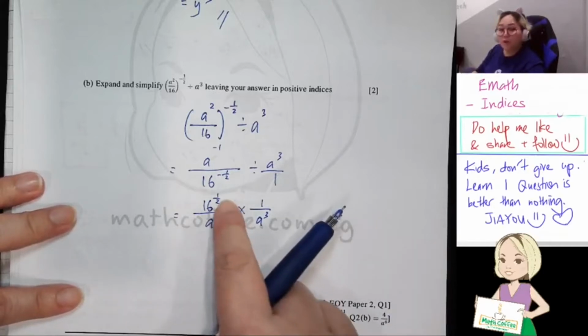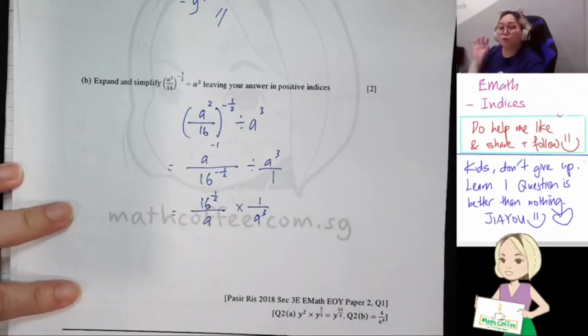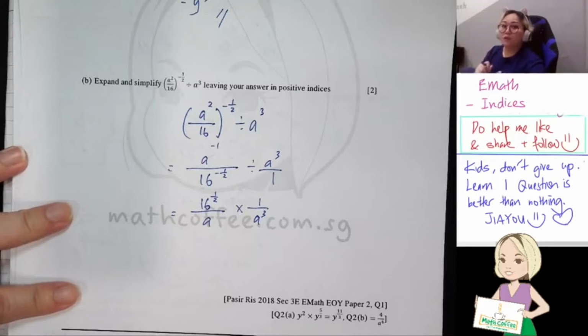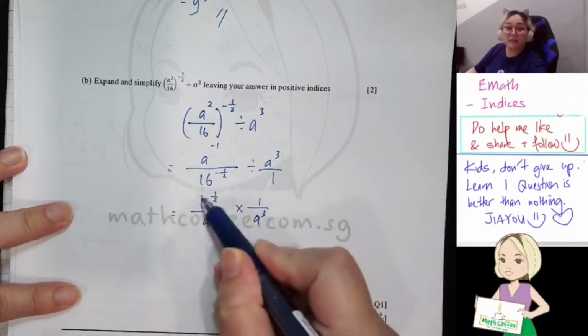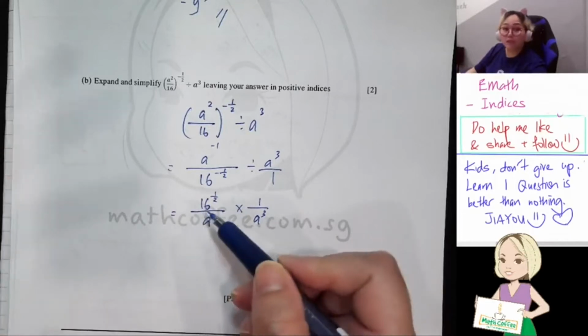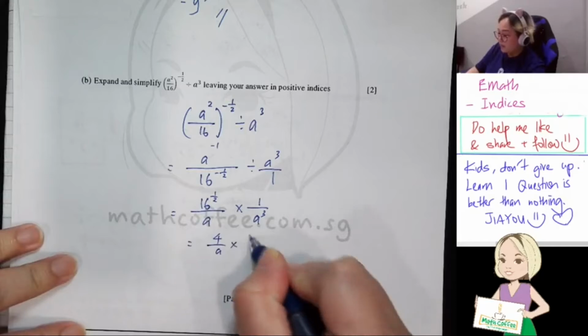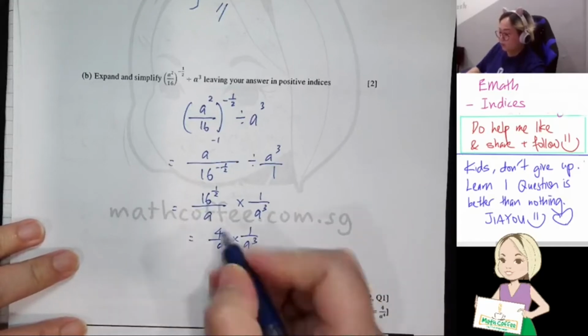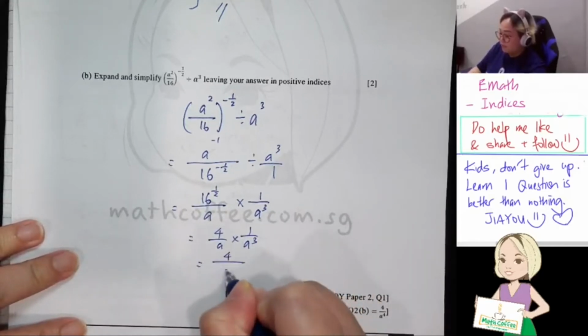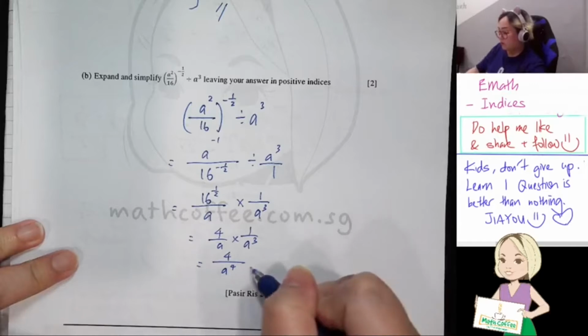16 to the power of half. Just now I taught you all that to the power of 1/3 is cube root. So you also need to know to the power of half means square root. So 16 to the power of half means square root of 16, which will give you 4. So this is 4 over a times 1 over a cubed. So in the end, I get 4 over a to the power of 4. And we are done.